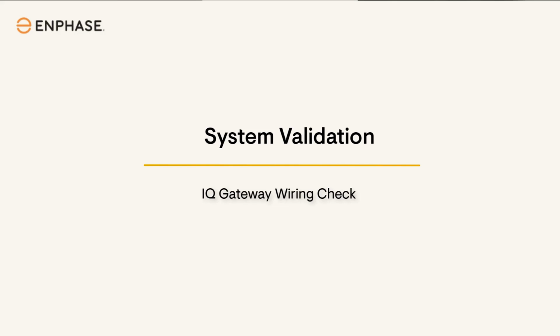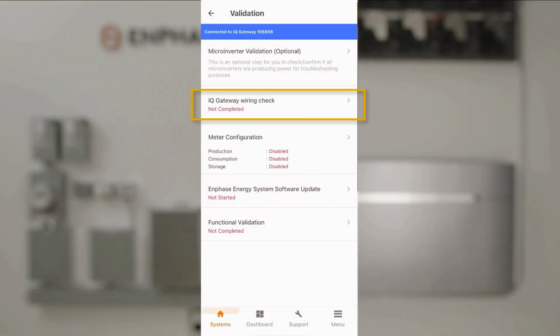The IQ Gateway wiring check. This step checks for proper wiring of the IQ Gateway. Tap on the IQ Gateway wiring check to start the automated test process.